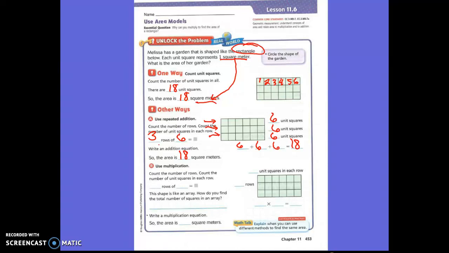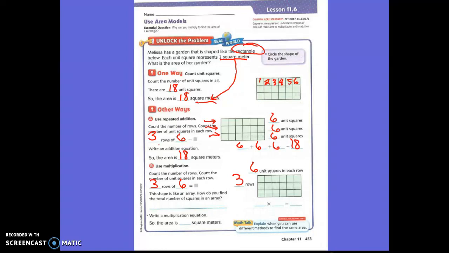How many rows are there? 3. Okay, so I'm going to write there where it says rows, but I'm also going to put it right here where it says rows. Okay, 2 places that you put 3. Okay, now, how many squares are in each row? 6. There are 6 unit squares in each row. So I'm going to put 6 on top because that's showing there 6, but then I'm also going to put 3 rows of 6 squares.